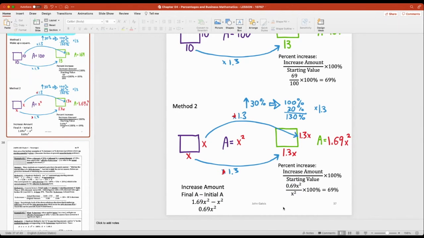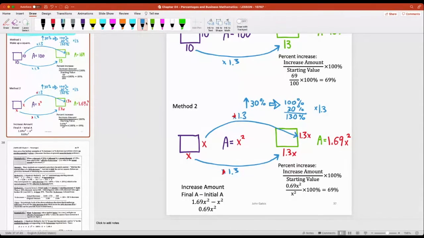And can someone see what's going to happen here? What happens to those x squareds? They disappear. Bye-bye, my friends. See you later. Those x squareds cancel each other out. So then you have it. The answer is 0.69, and 0.69 times 100% is obviously 69%.